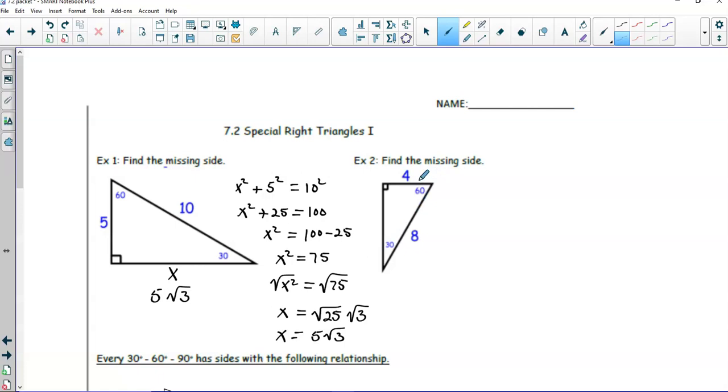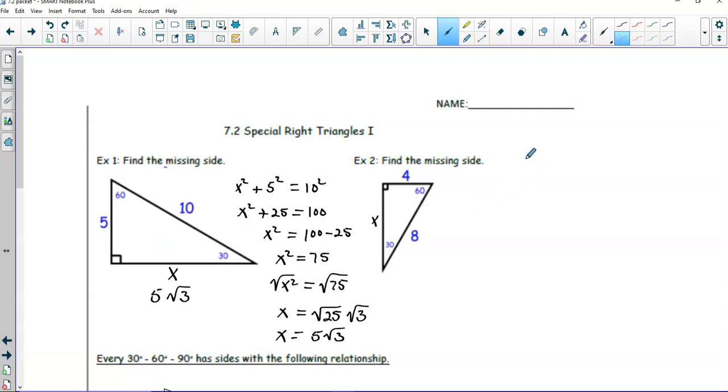Well, let's take another one. Let's make this x again. Again, we have the 60 and the 30 over here, or 30, 60, 90. I'm noticing the same pattern. Notice the short leg is half of the hypotenuse. Wonder if the same thing will happen.